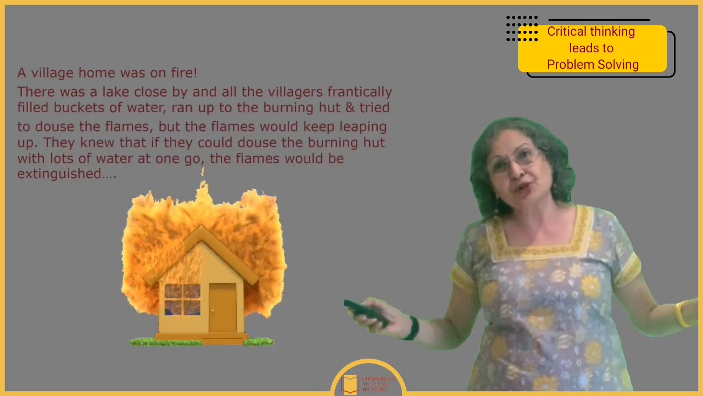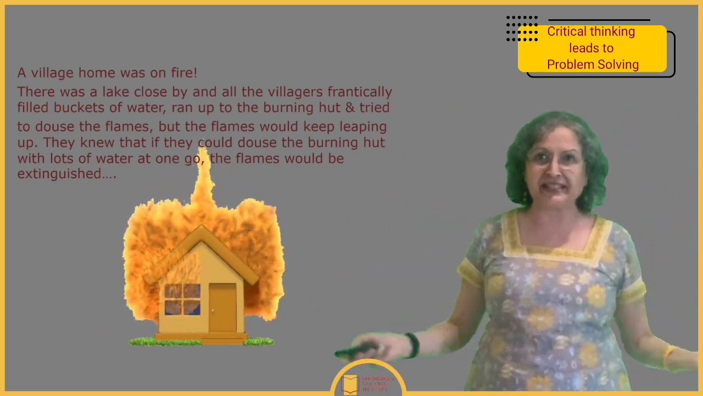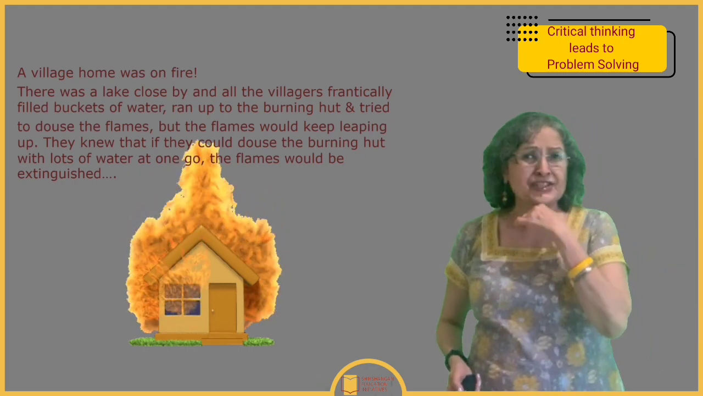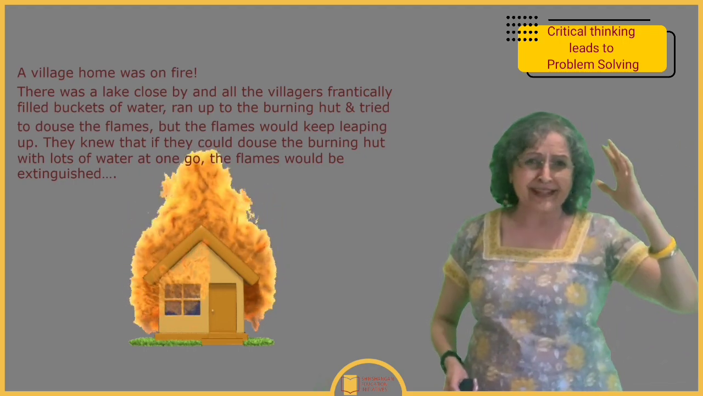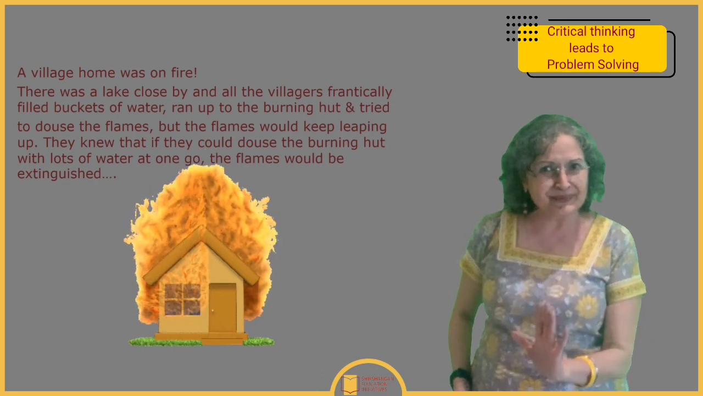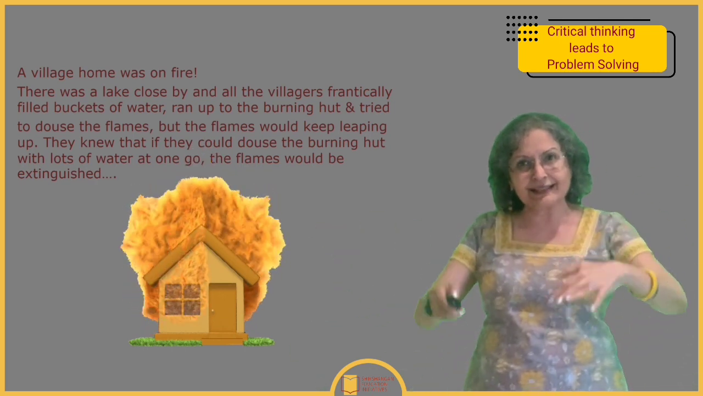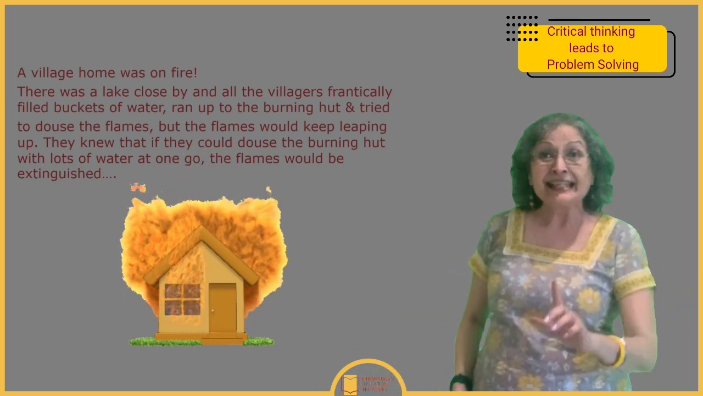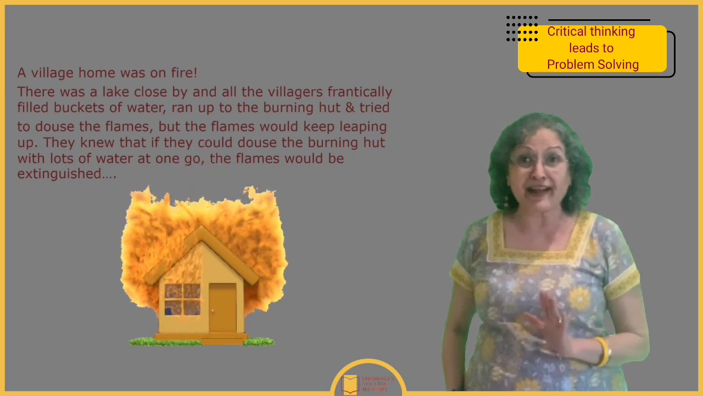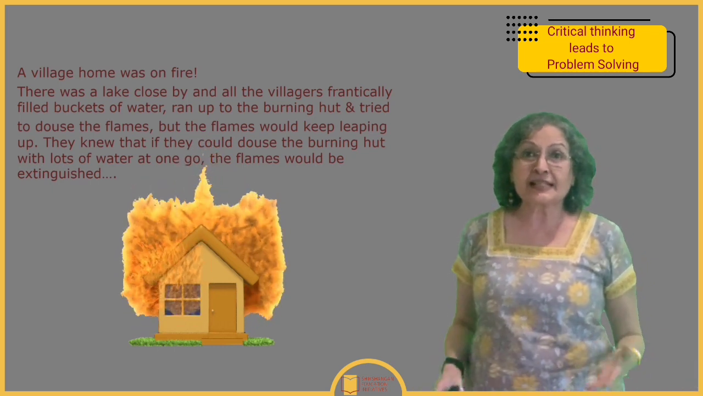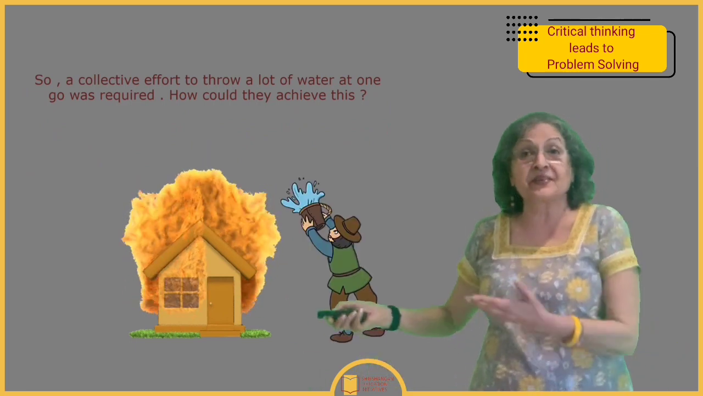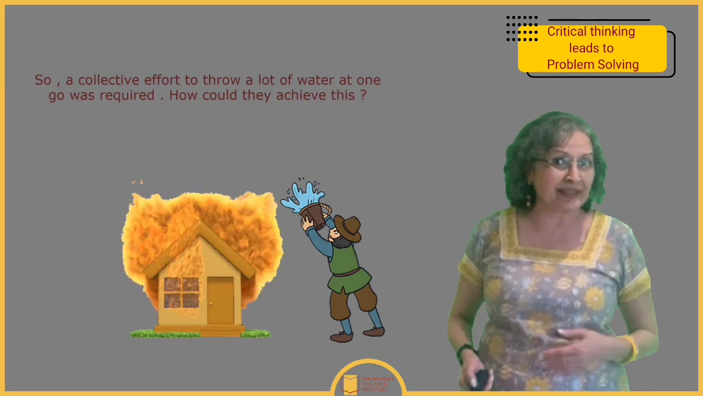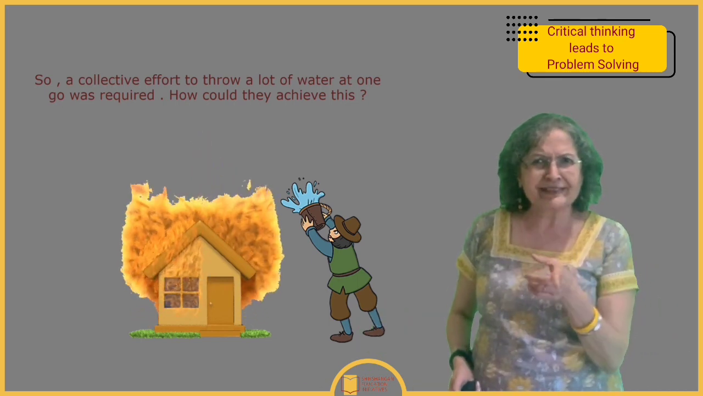There was a village home which was on fire. बस आग बढ़ती जा रही थी, लपटें बढ़ती जा रही थी. Everyone was taking buckets of water and throwing it on the fire, but it just kept leaping up. ज्वालामुखी के तरह. Now, everyone knew that बहुत सारा पानी यदि इकट्ठा फेंका जाए, if we can just throw a lot of water at one go on this hut, then they may be able to douse the fire. And a single person like this, there were many single persons. They were running and getting the water from the lake which was close by and throwing it, but it wasn't helping. What do you think they could have done?